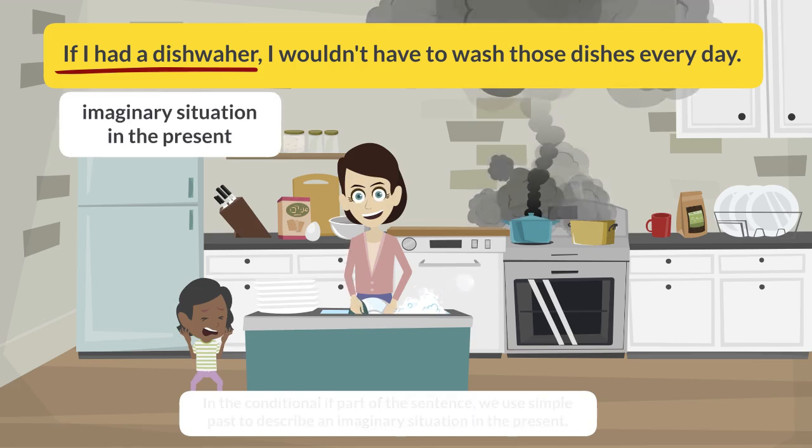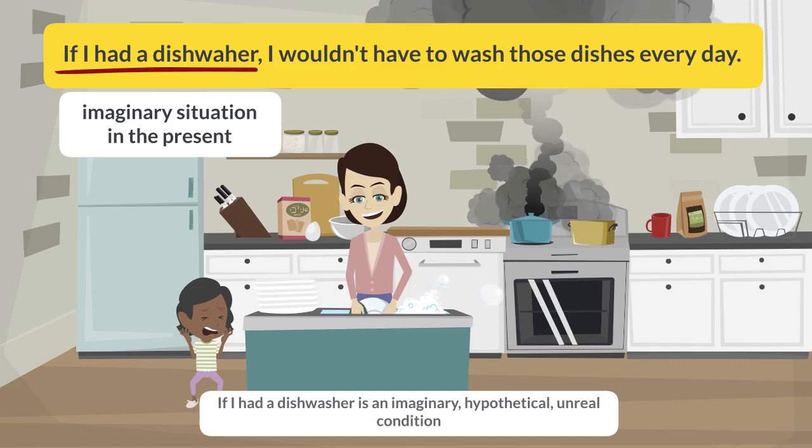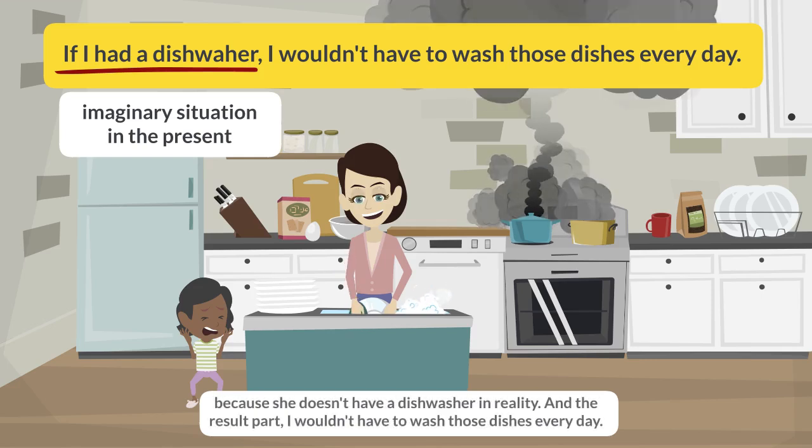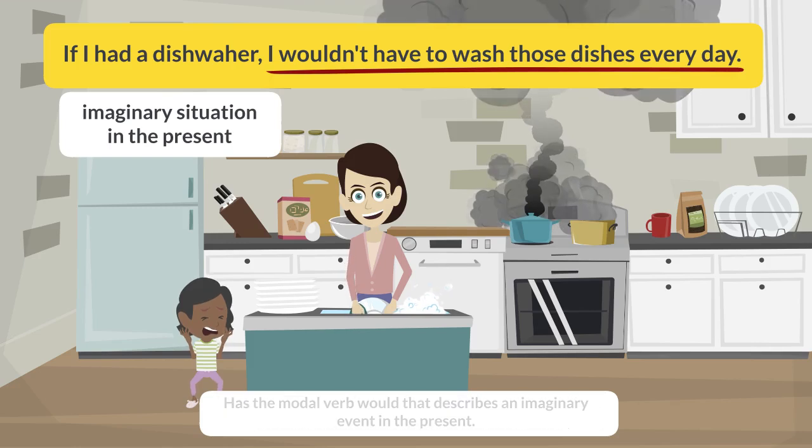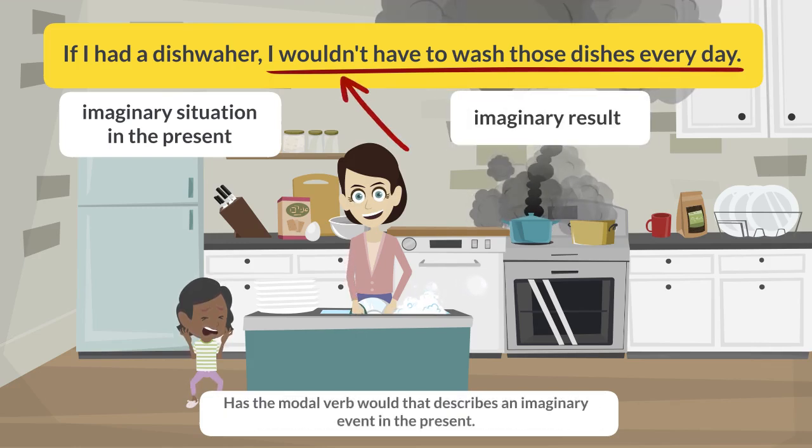So what happens here? In the conditional if part of the sentence, we use simple past to describe an imaginary situation in the present. If I had a dishwasher is an imaginary, hypothetical, unreal condition because she doesn't have a dishwasher in reality. And the result part, I wouldn't have to wash those dishes every day, has the modal verb would that describes an imaginary event in the present.